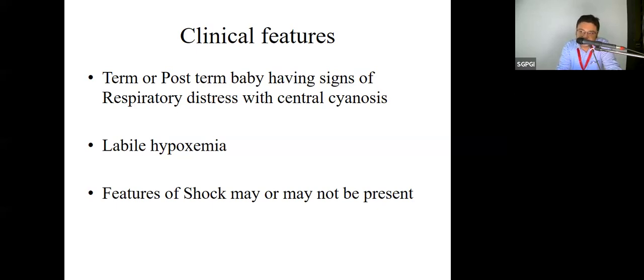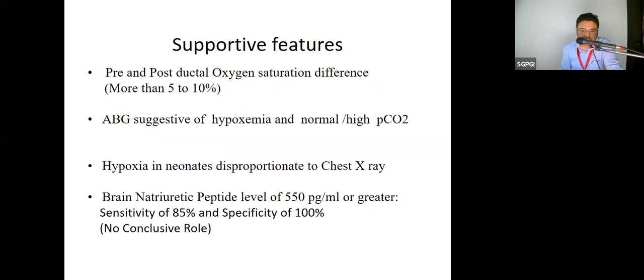There may be features of shock, as has been explained by the earlier lectures, in which we have features of left ventricular dysfunction. So the features may or may not be present. These are the supportive features. Whenever we have a baby with PPHN, if there is a pre and postductal oxygen saturation difference of more than 5 to 10%, then it is indicative that the baby might be developing PPHN. And if we do an arterial blood gas, that will be suggestive of hypoxemia, plus the PCO2 on an arterial blood gas may be normal or high.